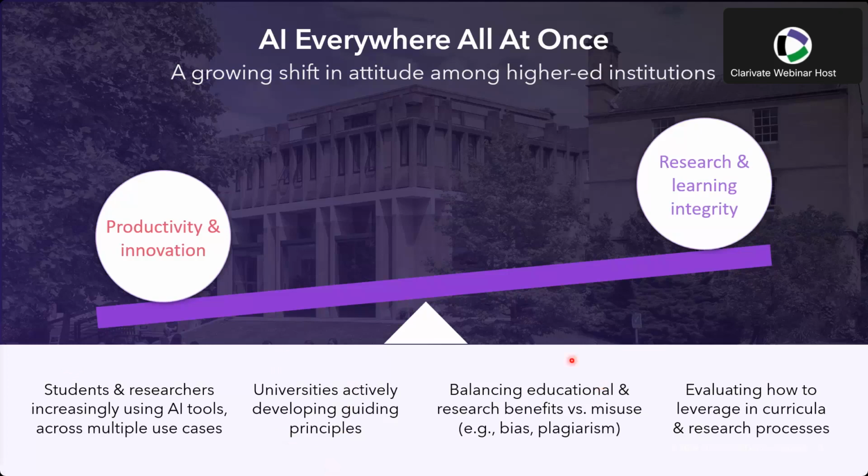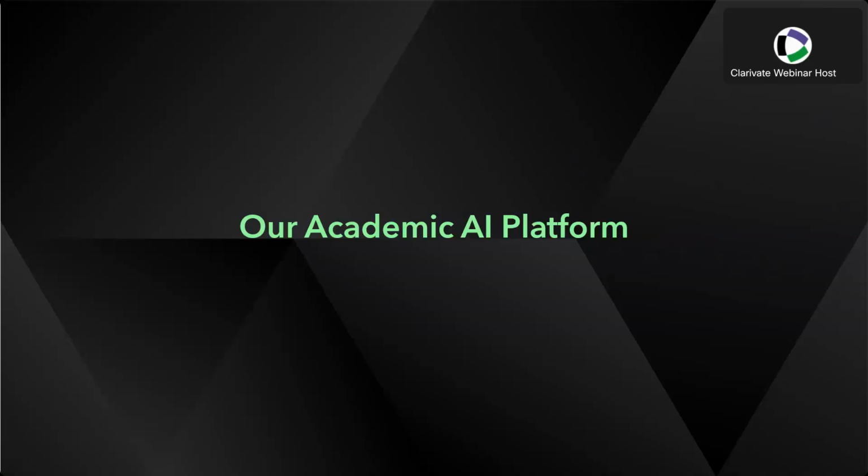And there needs to be a balance between educational and research benefits against misuse, like, for example, plagiarism, right? So you get a text that is basically a copy of someone else's work. And how to leverage it in curricular and research processes. So these are points that need to be evaluated and addressed. So what we worked on at Clarivate, we call it the Academic AI Platform, and I'll explain very briefly our strategy and approach.